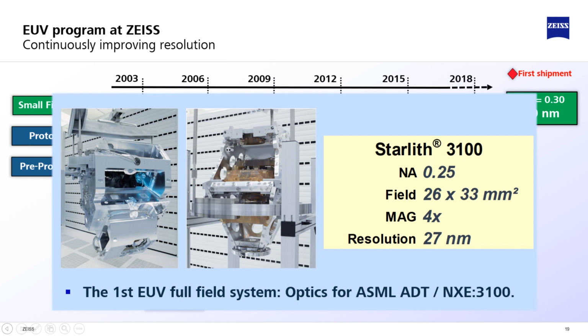Shown are the optical modules for the 3100. Left the illuminator, right the projection optics. The layout for the projection optics remained the same, consequently the NA of 0.25. The full field size and the magnification of 4x remained unchanged. Following the alpha demo tool, ASML built a high-volume serial production platform for EUV named NXE. The NXE 3100 scanners were installed directly at the chipmakers' sites.